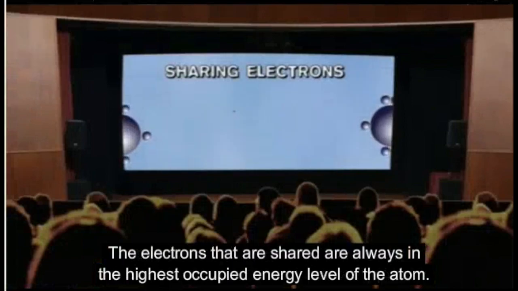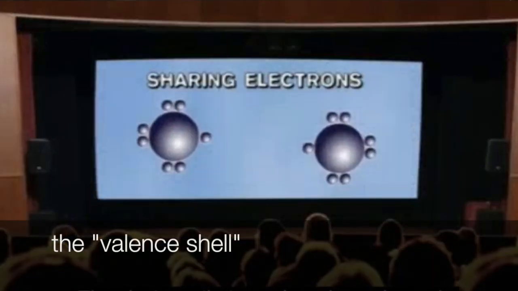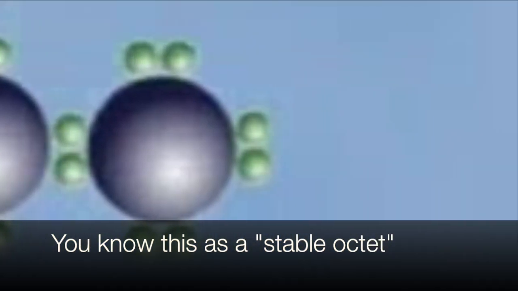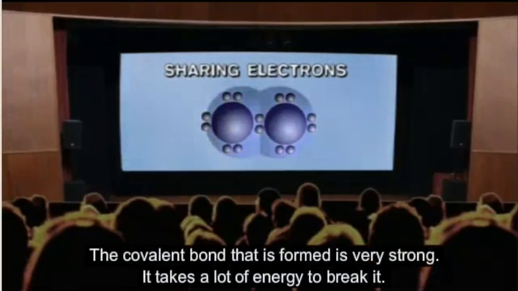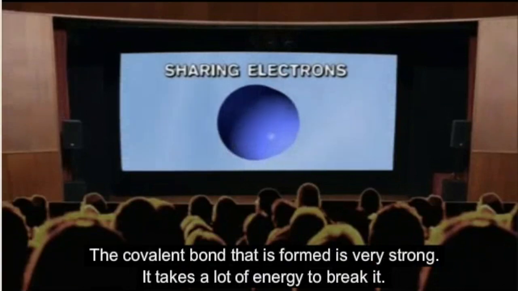The electrons that are shared are always in the highest occupied energy level of the atom, the valence shell. The sharing gives both atoms a complete highest energy level. You know this as a stable octet. The covalent bond that is formed is very strong. It takes a lot of energy to break it.